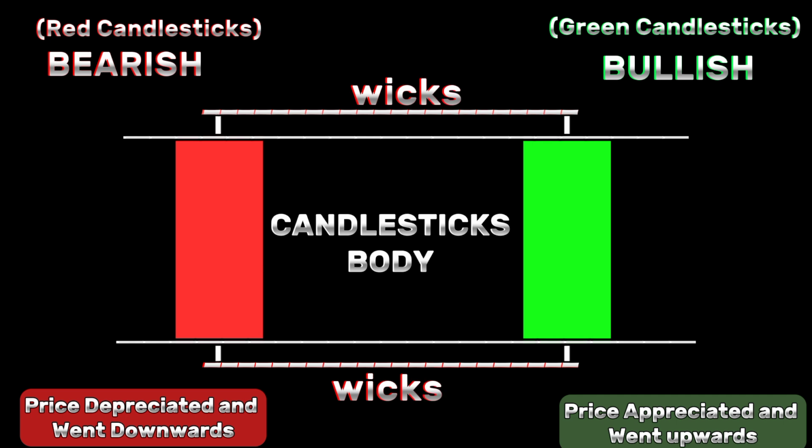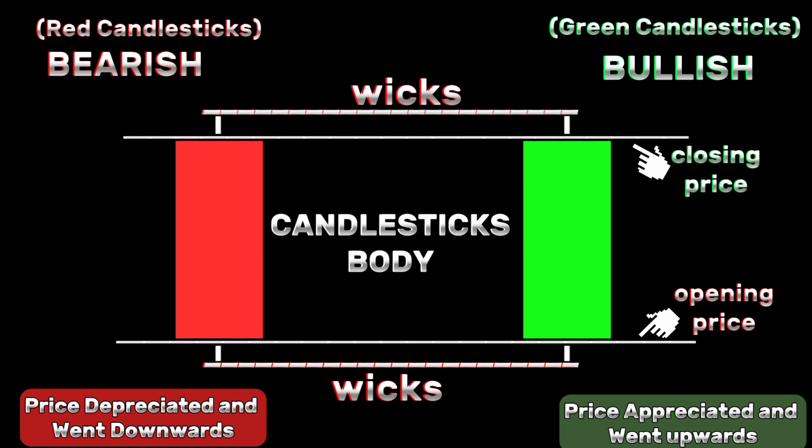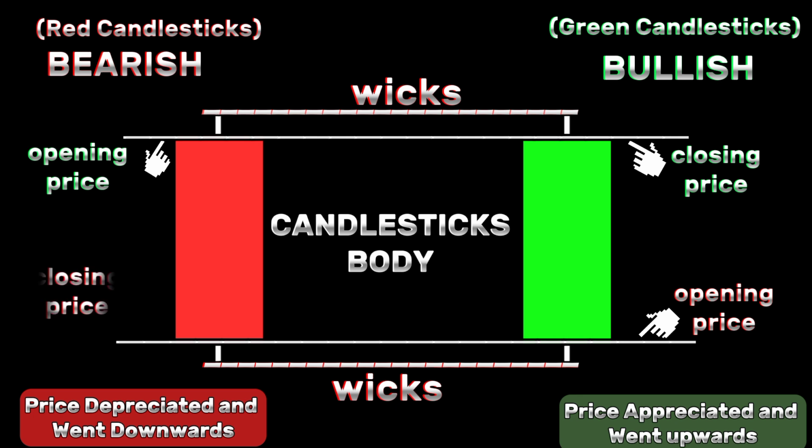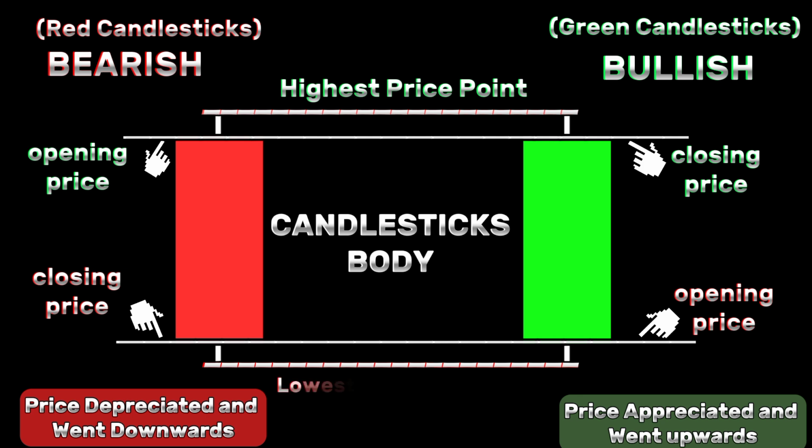For green candlesticks, the opening price is at the bottom of the candlestick body, and the close price is at the top of the candlestick body. For red candlesticks, the opening price is at the top of the candlestick body, and the closing price is at the bottom of the candlestick body. The wick's end at the top represents the highest price point of the time period, and the wick's end at the bottom represents the lowest price point for the time period.